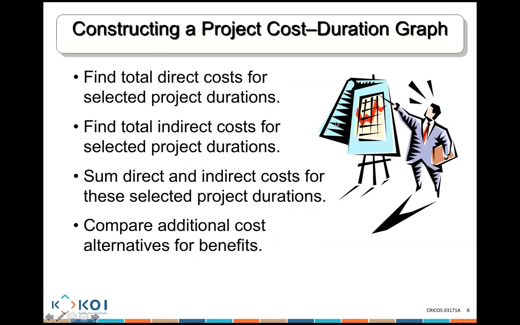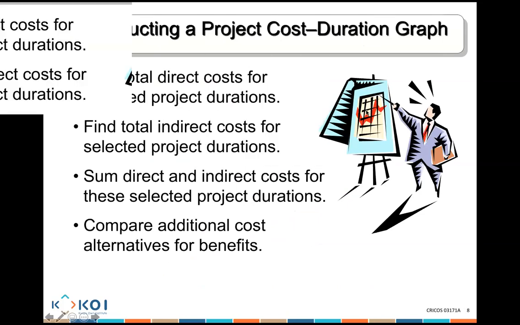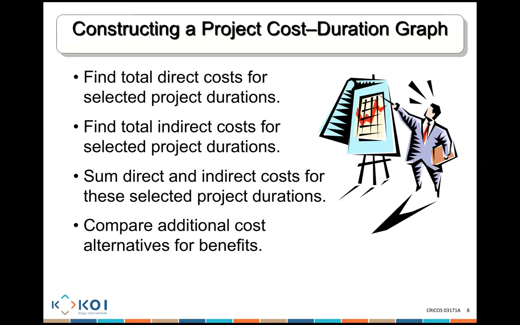All right. So guys, we're going to see how we construct a project cost duration. What do we need to do? As I said, we need to find the total direct cost for a selected project duration. We're going to find the total indirect cost for a duration. We're going to add the direct cost and the indirect cost together, and that's going to give me the final, full cost. We're then going to compare the actual cost based on various alternatives. Is it good for me to finish in 9, 10, 11, 12? You basically compare the costs and decide which one is going to be the best approach to finish the project.